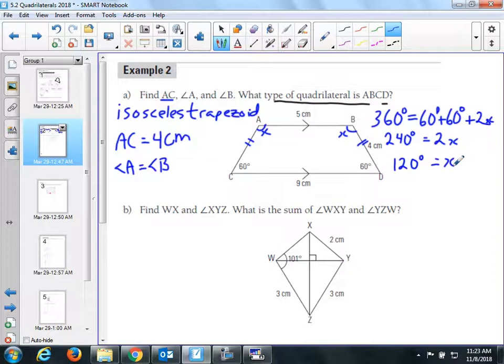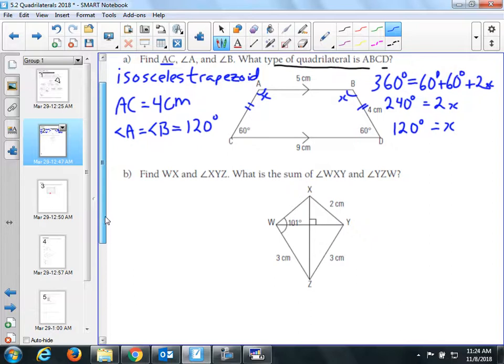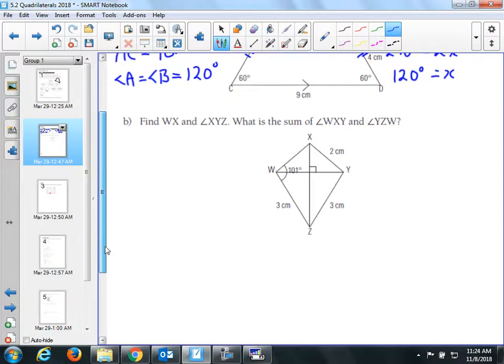So returning to the other side, angle A and angle B is equal to 120 degrees. Okay? Pause if you need to go over something.